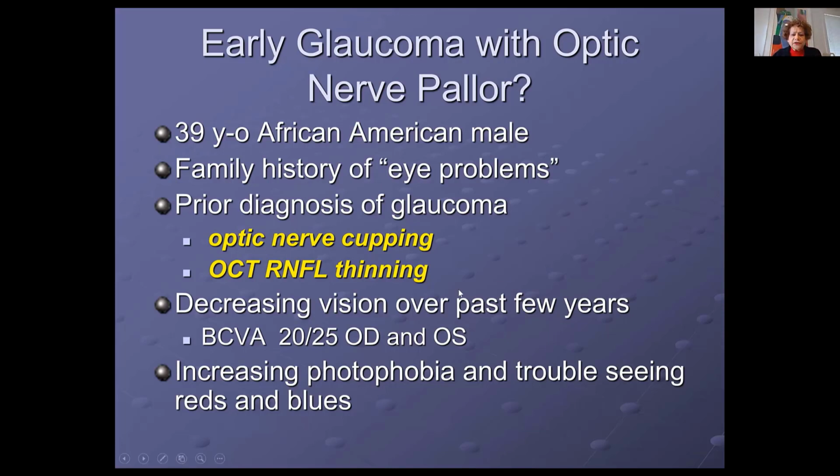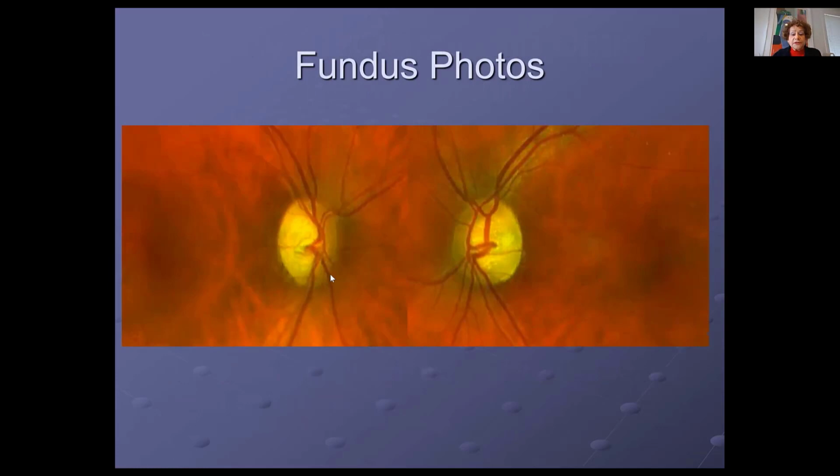However, he started complaining about decreasing vision over the past few years. And the vision wasn't that bad. It was 20/25 OD and OS, yet he was noticing the vision was not what it used to be. And he's 39 years old. He was also complaining about increasing light sensitivity and trouble seeing reds and blues. So this is not typical of what you would see in glaucoma. These are his optic discs.